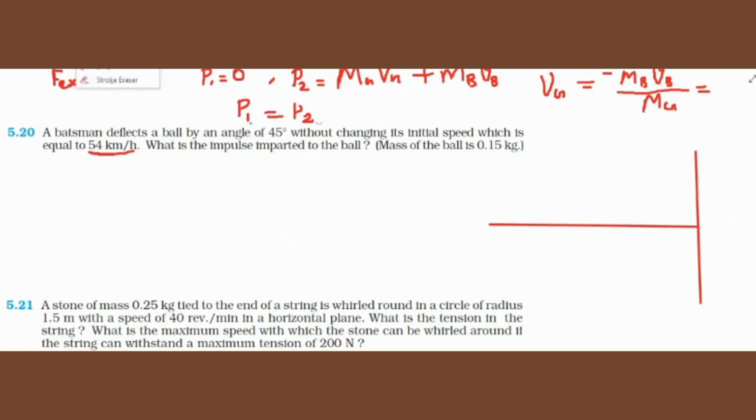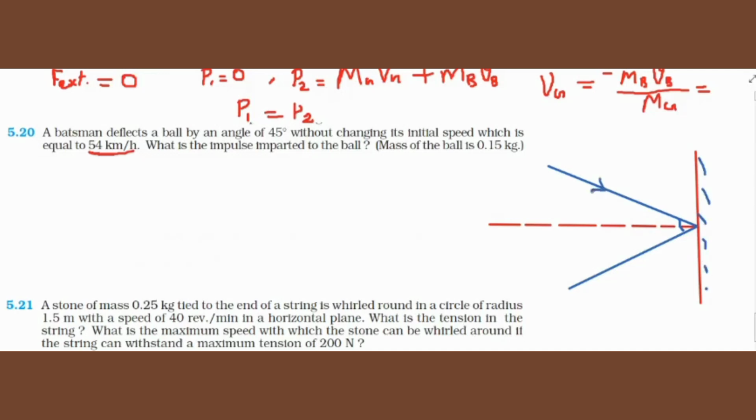Horizontal direction. Then the ball is deflected at an angle of 45 degree. So this total angle is 45 degree. Total angle is 45. So this flat surface you can take.